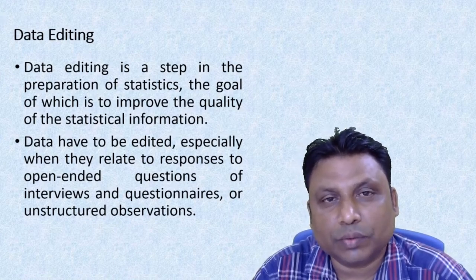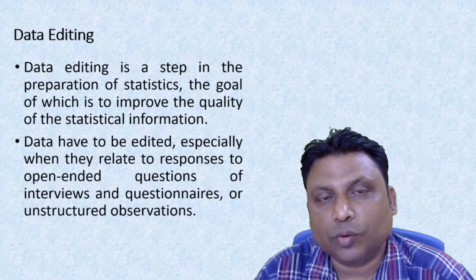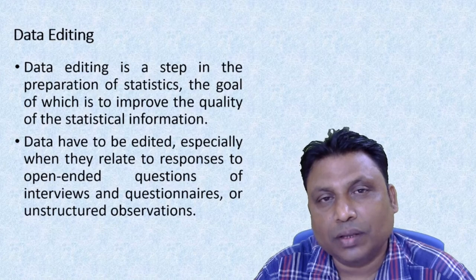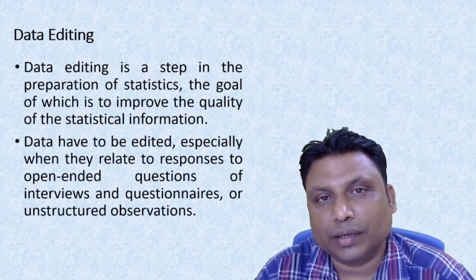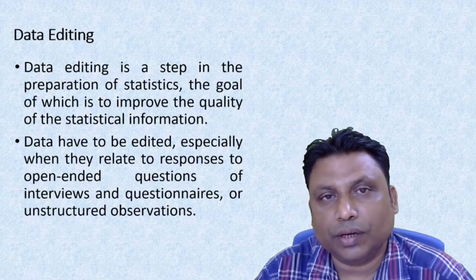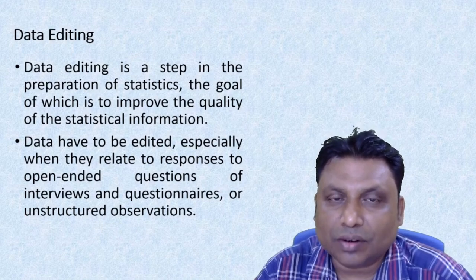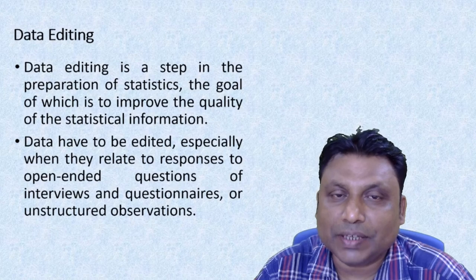Coding is covered in the next class. In this case, if you are collecting data on age groups, 10 to 20 you put as 1. The code 1 means the age group 10 to 20. Similarly, 20 to 30 you make 2, 30 to 40 you make 3, 40 to 50 you make 4, and more than 50 you take 5. This is called editing, on the basis of codes.